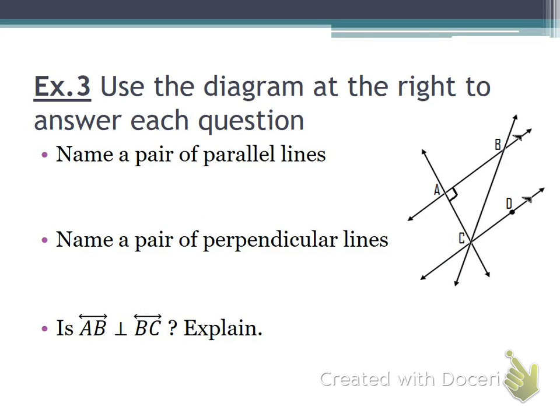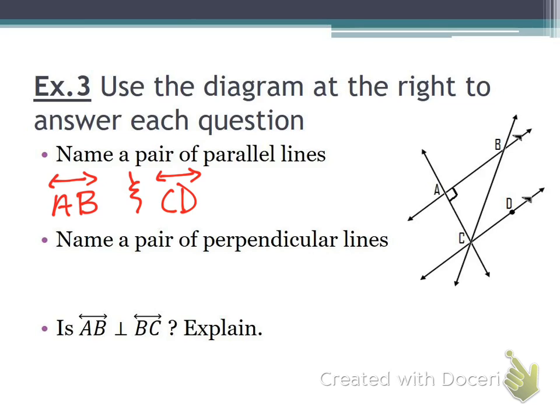Use the diagram to answer the questions. Name a pair of parallel lines. John? Lines AB and CD. Good. Lines AB and CD. How do we know for sure that those are parallel? Good, they have the triangles on them, so they're kind of small, but they are there. We can't just go based on looks. We can't go just based on, well, they don't touch yet. Okay, we've got to know for sure that they are parallel.